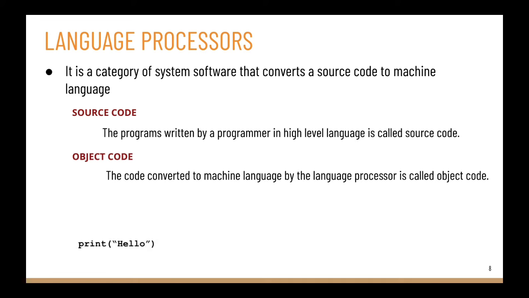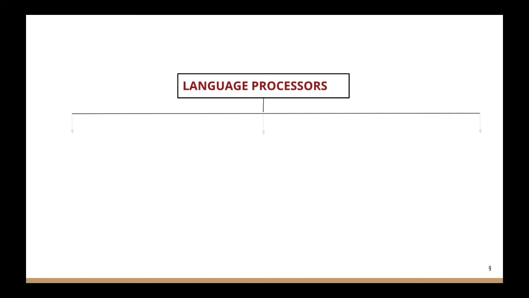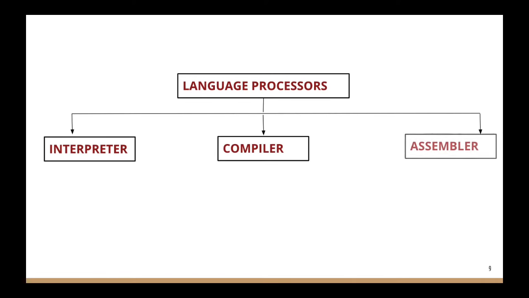As an example, let's say we write print hello. It is known as the source code because we are writing it with the help of the keyboard. Now it is converted by the language processor into, let's say, something like this. It is known as the object code. Language processors can be classified into three types: interpreter, compiler and assembler. Let's see all these three types one after another.